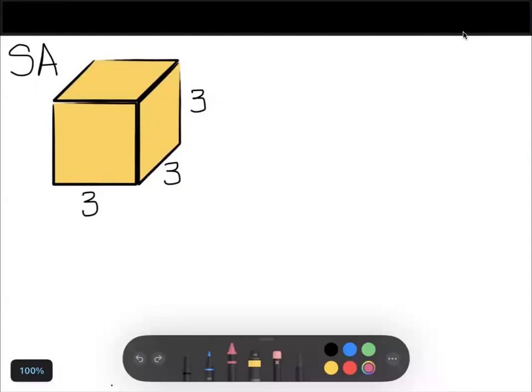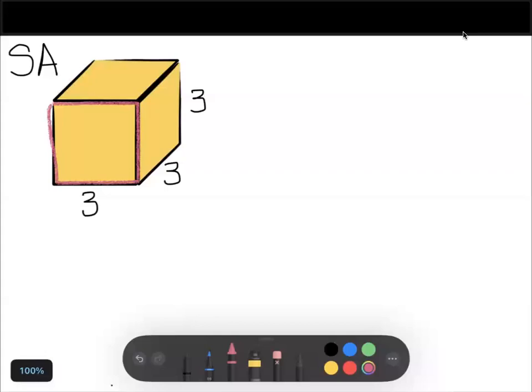So this first one we're going to do together is a cube. And the reason I know it's a cube is because all three measurements are the same, 3, 3, and 3. That's basically a square prism. What I also know about cubes is that the area of every face is going to be exactly the same.